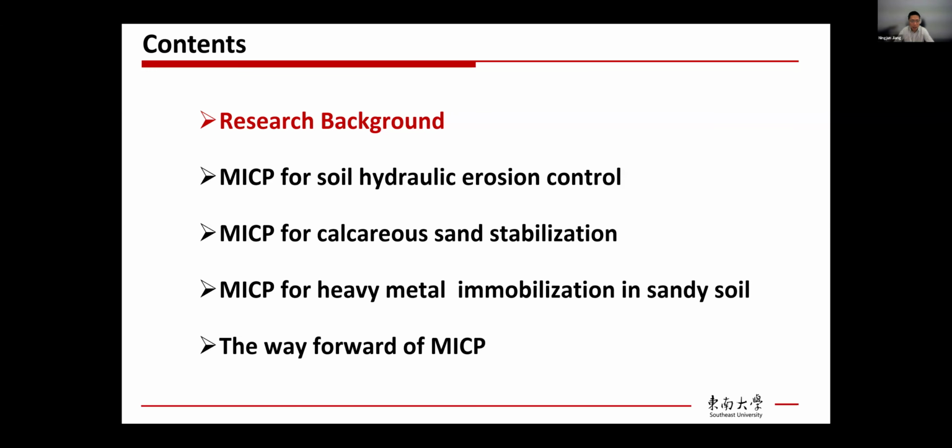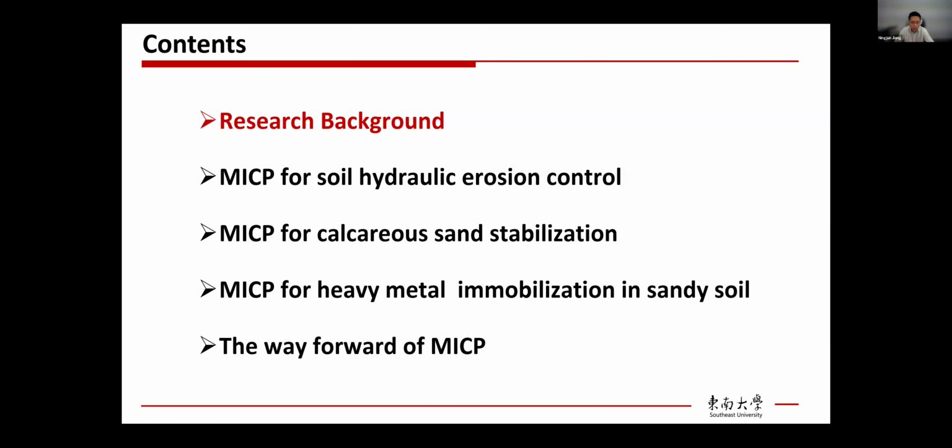The first one, MICP for soil hydraulic erosion control. For that work, I did it during my PhD study. And the second one, MICP for calcareous sand stabilization. That's my work when I was still in the US, in Hawaii. And the third one, MICP for heavy metal immobilization in sandy soil. That is my current work. Then finally, I would like to spend a little bit of time to talk about the future of MICP, my own thoughts.